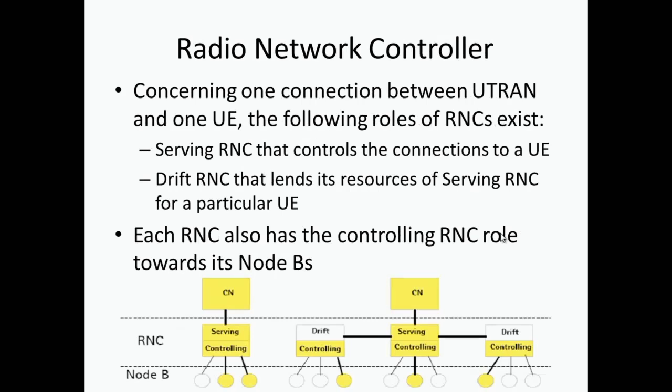Now the function of the RNC. Concerning one connection between UTRAN and one UE, the following roles of the RNC are: first, the serving RNC that controls the connection to a UE, and the drift RNC that lends the resources of the serving RNC for a particular UE. Each RNC also has the controlling RNC role towards its Node B. Following is the pictorial representation of the RNC functionality.